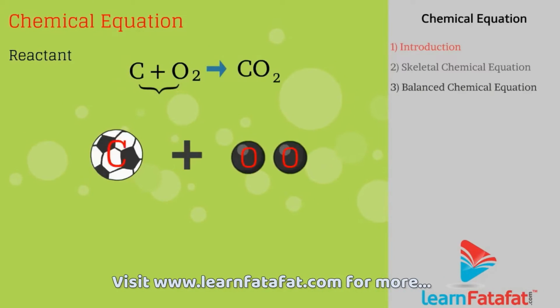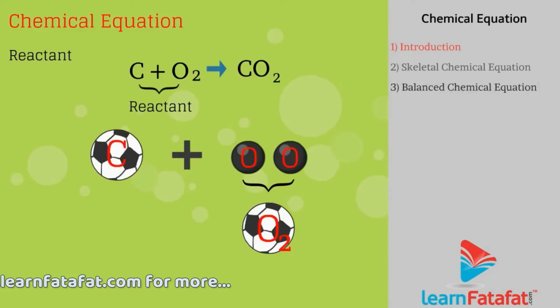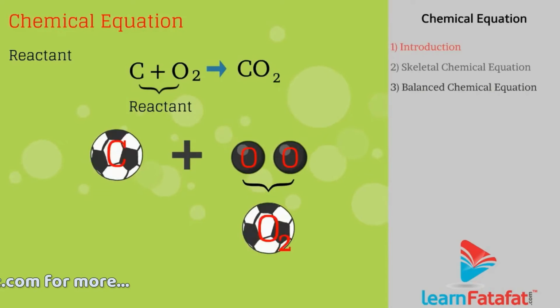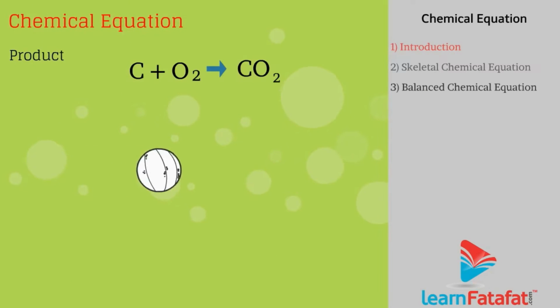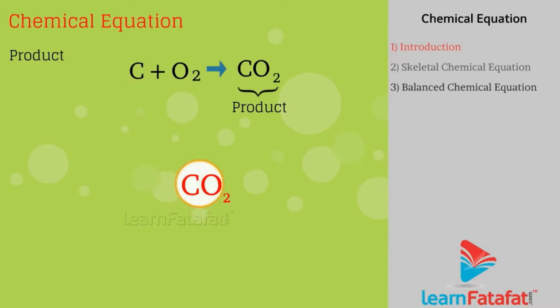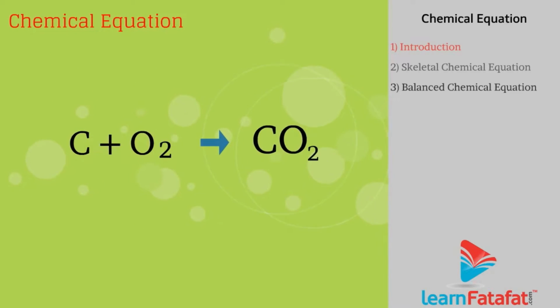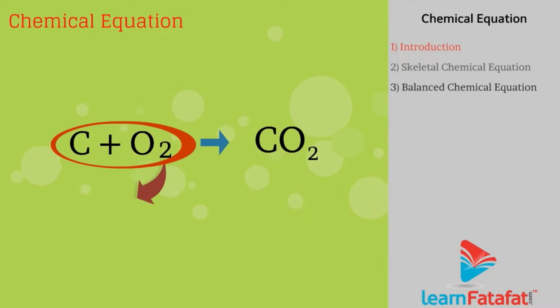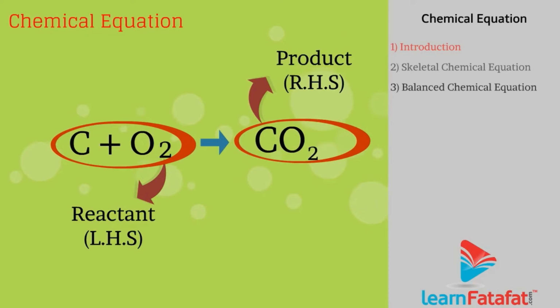A chemical equation is the symbolic representation of the physical state of reactants and products. Reactant: the substances that undergo chemical change in the reaction are called reactants. Products: the substances that are formed during the reaction are called products. In any chemical equation, the reactant is on the left hand side and the product is on the right hand side.